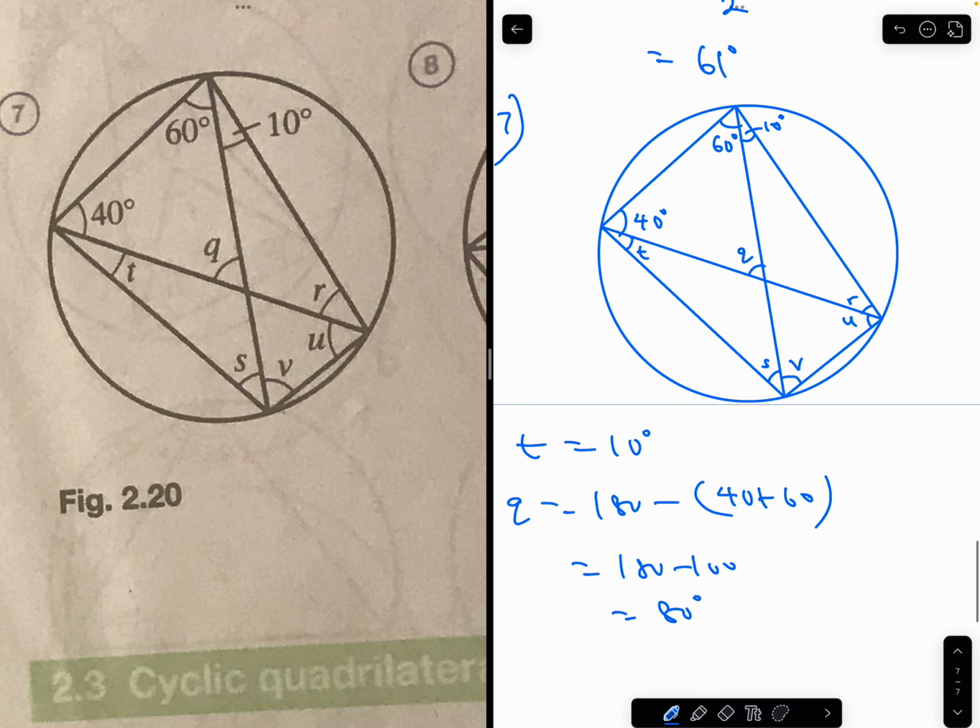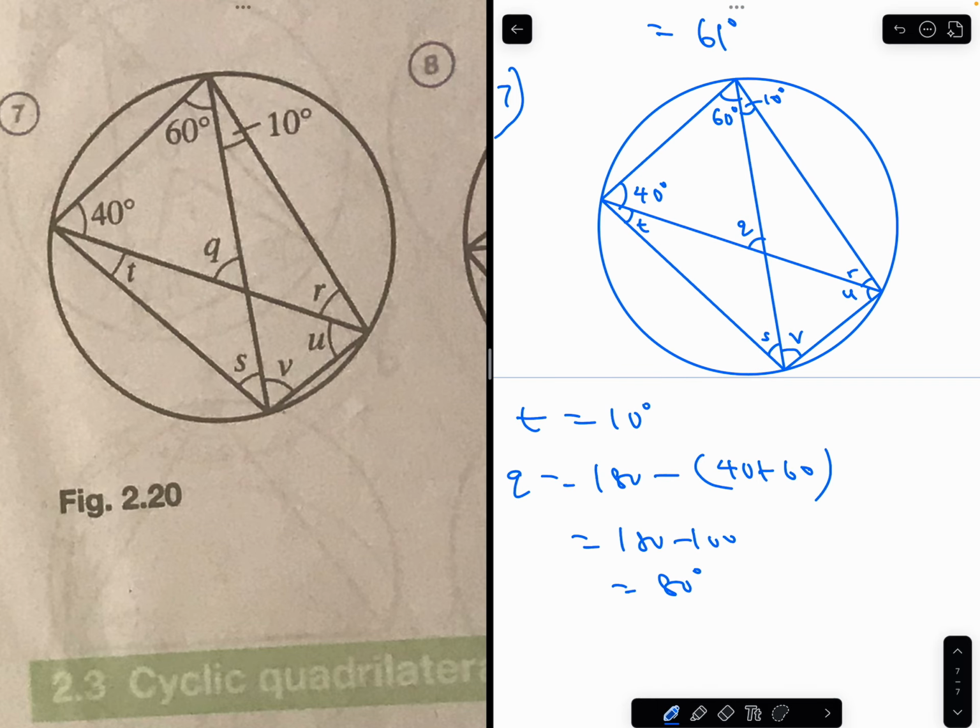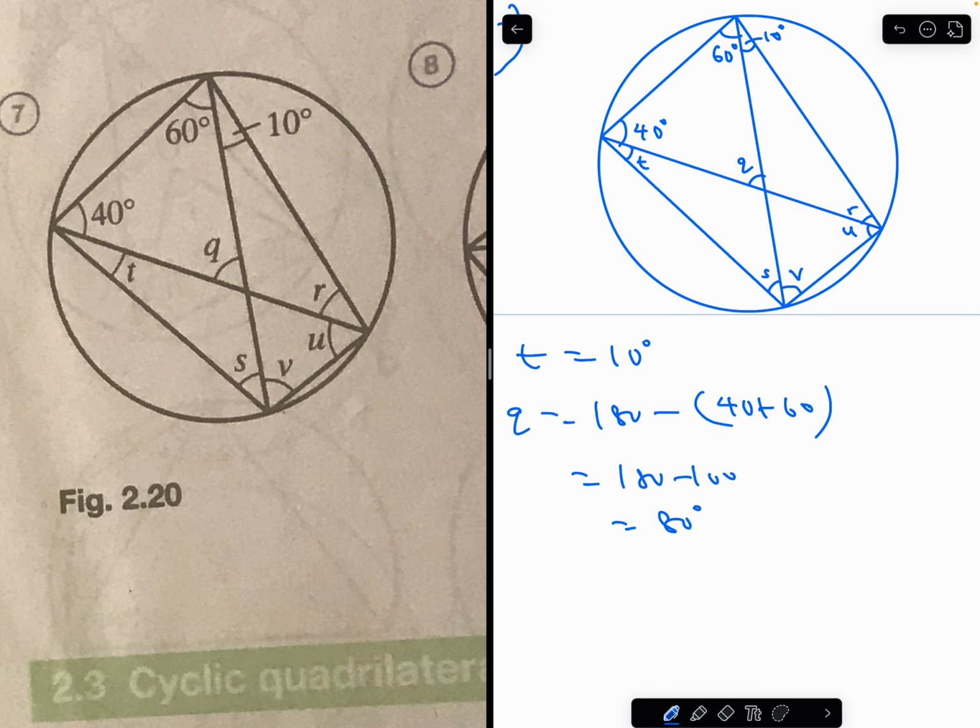Now that we know Q, what else can we find? We have found T, we have found Q. What else can we find? Okay, I can see that Q is an exterior angle to this triangle.